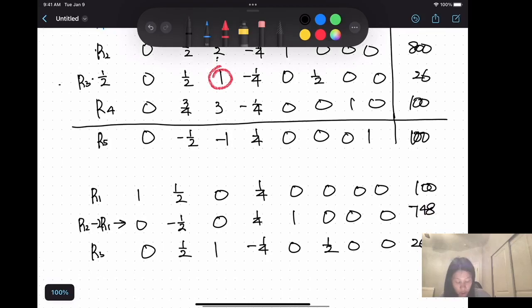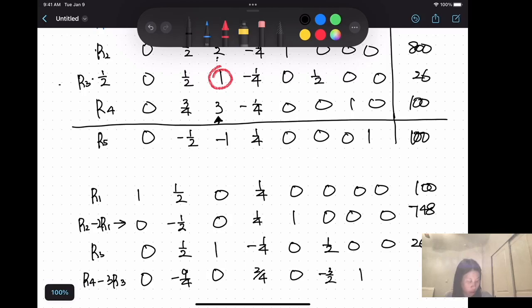Okay, for the fourth row, here is 3, right? So that means I want R4 minus 3 times R3. So I have 0, negative 9/4, 0, 2/4, 0, negative 3/2, 1, 0, and 22. Okay.